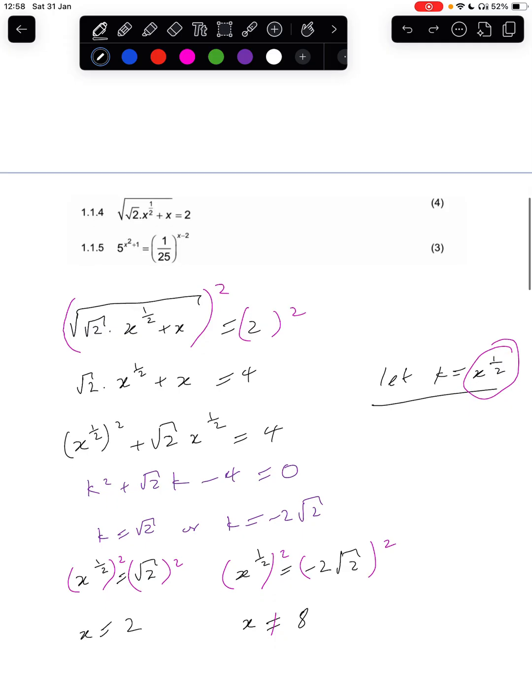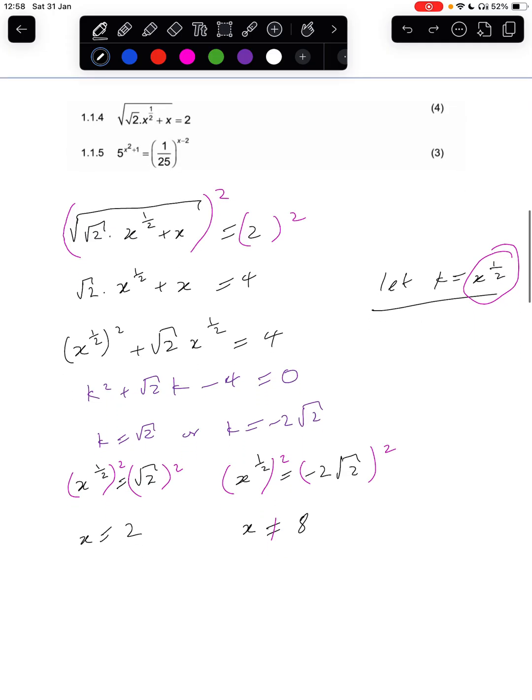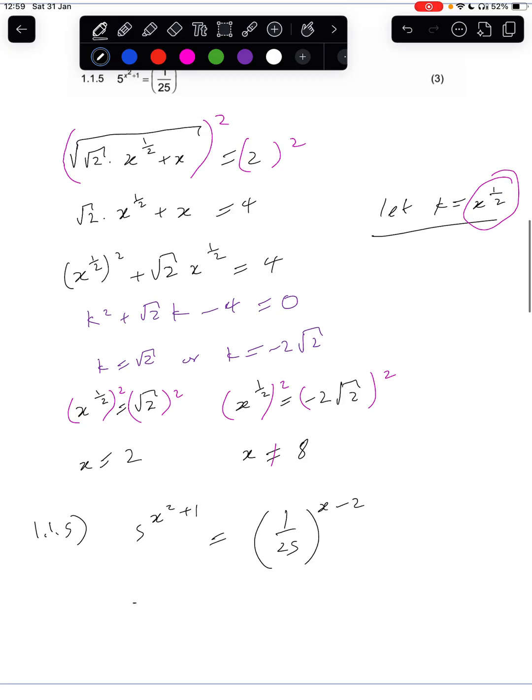1.1.5. 5 to the power of x squared plus 1. I was thinking this one maybe should make it have its own separate video, but it's fine. We'll just go with this. This is 5 to the power of x squared plus 1 equals 5 to the power of negative 2 times x minus 2.